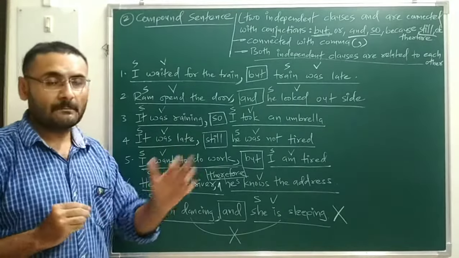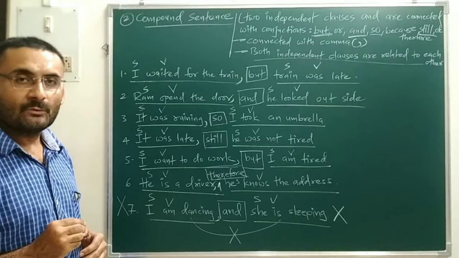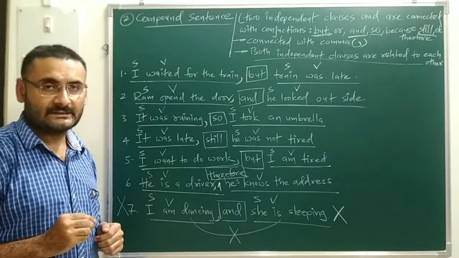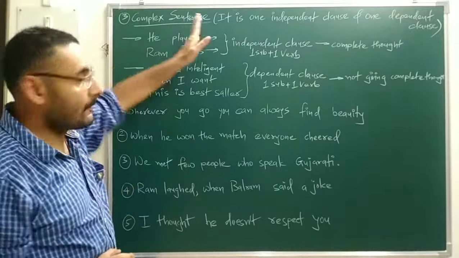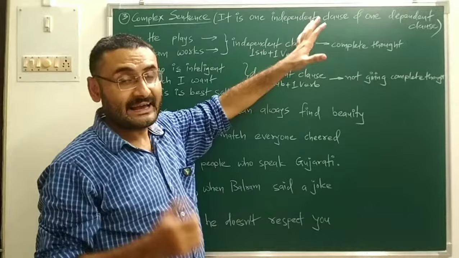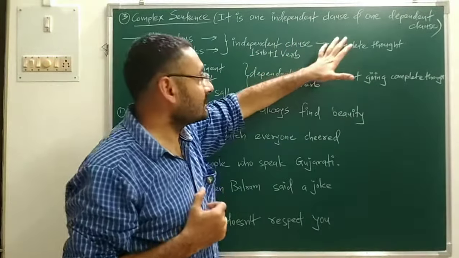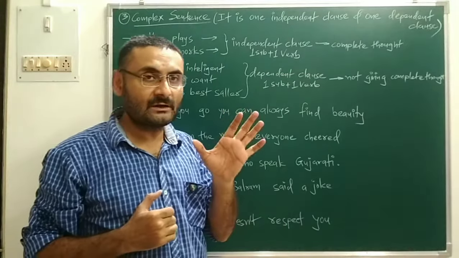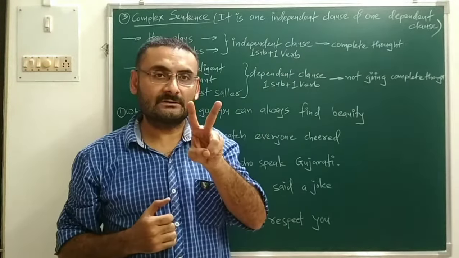So I hope the meaning of compound sentence is clear to you. Now we will move to the last structure of the sentence, which is the complex sentence. Now we will discuss the complex sentence. Complex sentence means what? It has one independent clause and one dependent clause. Compound sentence was what? That it has two independent clauses.